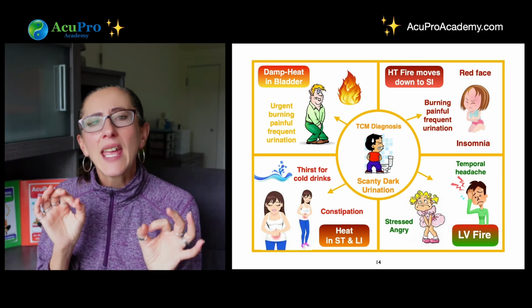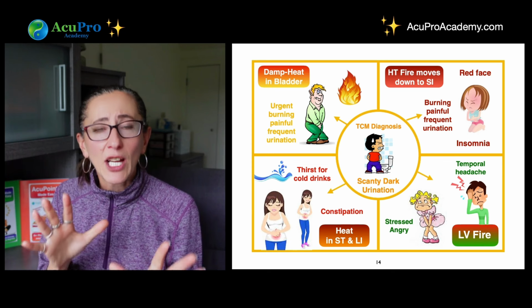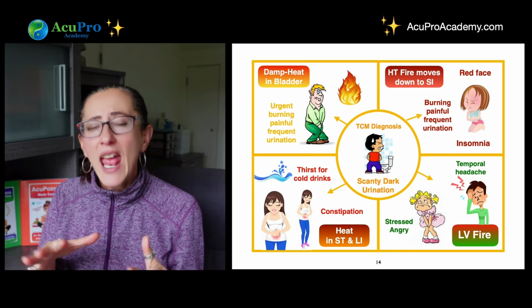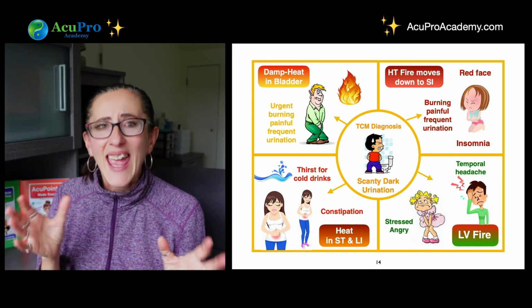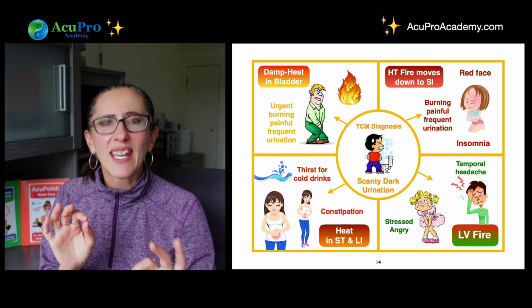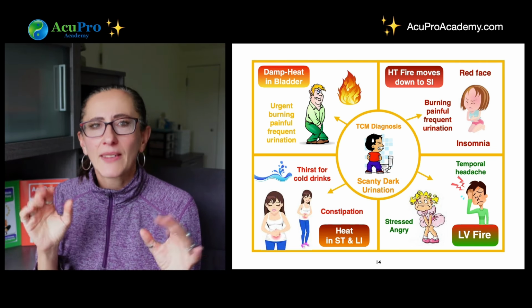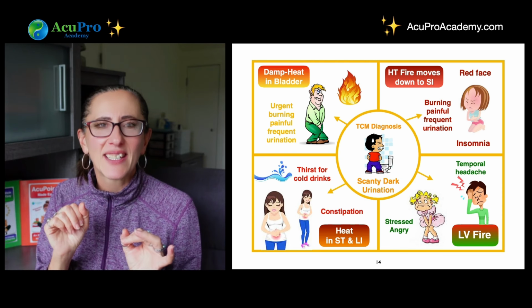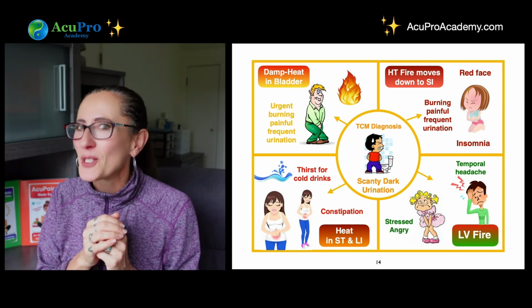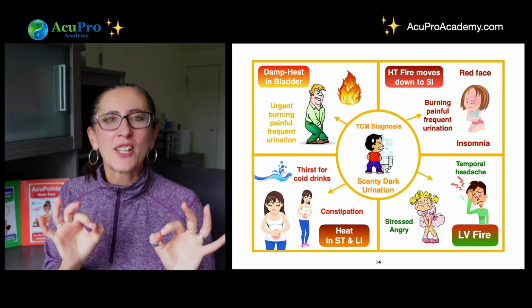The last one is if there is dark, scanty urine accompanied with constipation and thirst for cold drinks, and that's chronic, that is large intestine heat, which also reflects into the urination. That's bladder heat and large intestine heat. See, this is how we differentiate. Good? I hope you're really enjoying this.